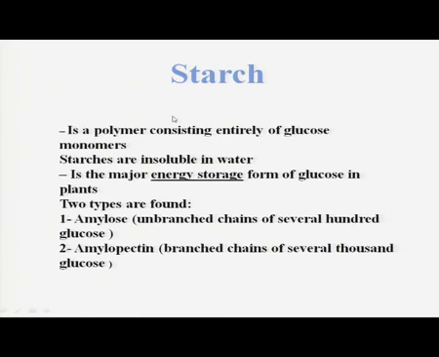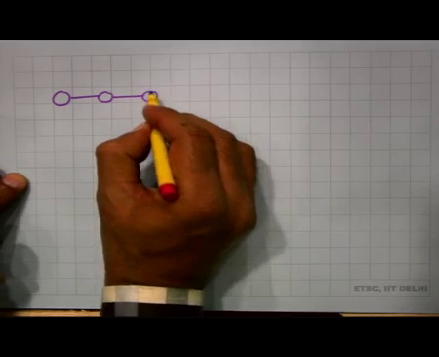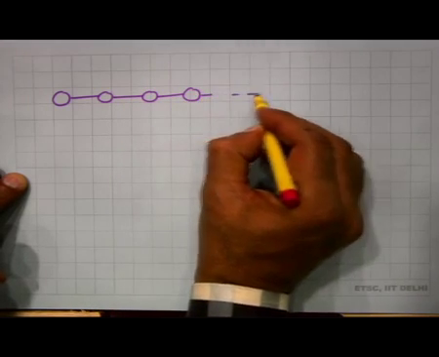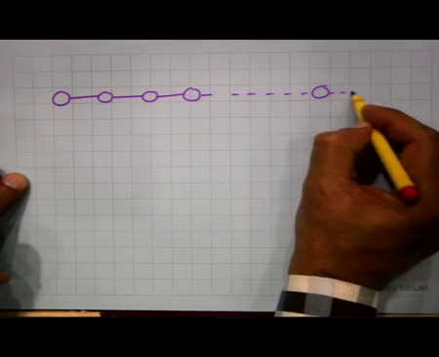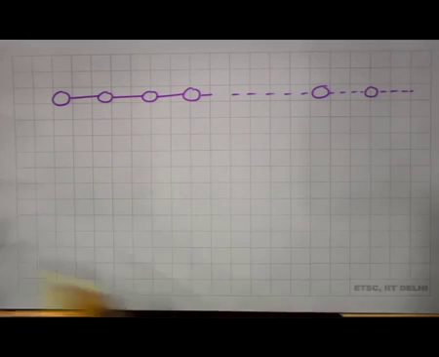So, we can define starch. It is a polymer consisting entirely of glucose monomers. Generally, many glucose molecules are linearly arranged like this: glucose molecule, glucose molecule, glucose molecule, glucose molecule, more than 10, more than 100 glucose molecules linearly arranged, that form the starch.